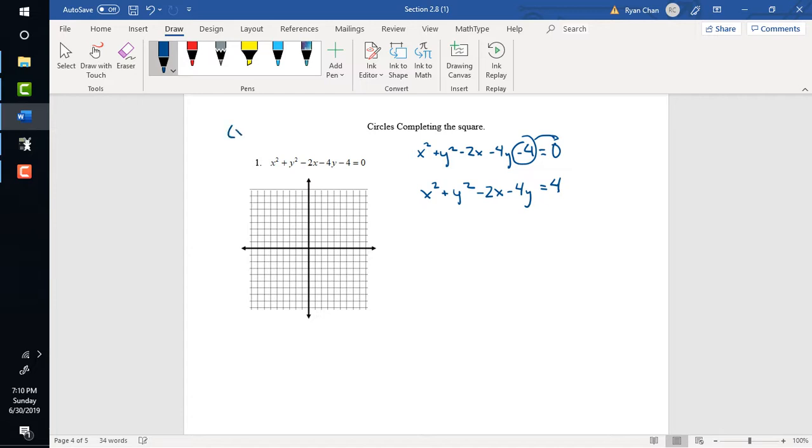Our formula is going to be in the form of (x minus h) squared plus (y minus k) squared is equal to r squared. So r, remember, represents a number. So this number, we want to move that over. Now this is not going to be my r squared, but I just want to get this number out of the way. Next thing I'm going to do is group my x's together like this, and then my y's together like this.